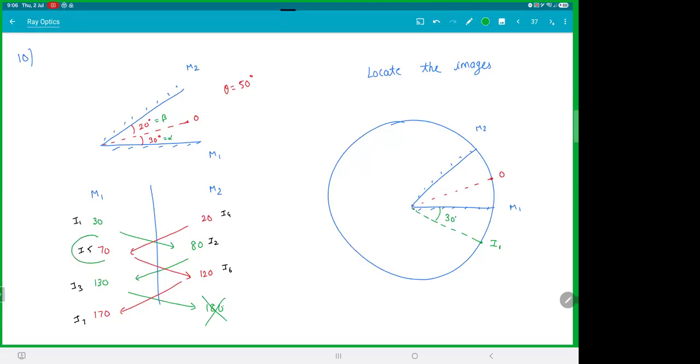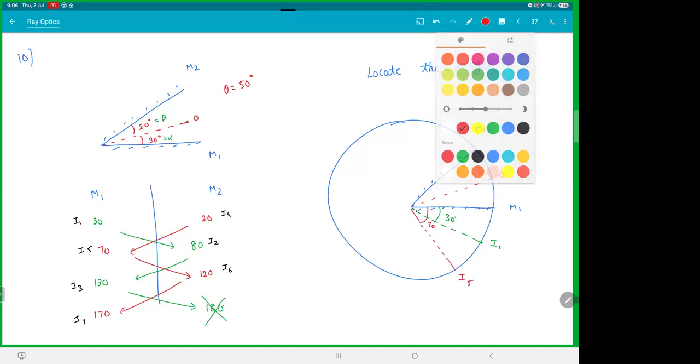Great. Where is I5? I5 is the image of M2. It is 70 degrees from M1. Forget about who's what. These angles will simply tell you there are images in M1 at 30, 70, 130, 170. You can just keep drawing them. So this 70 guy, which is I5, is somewhere here. Not up to scale, but this is 70. That's your I5.